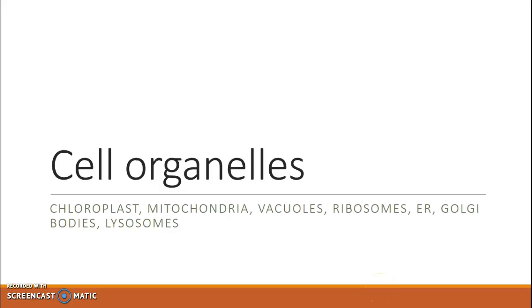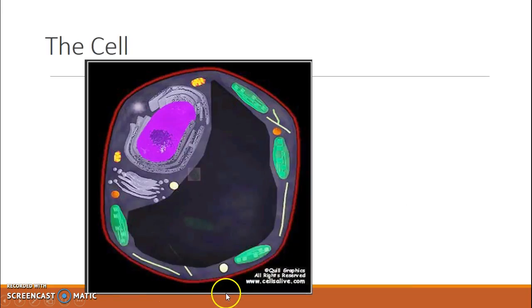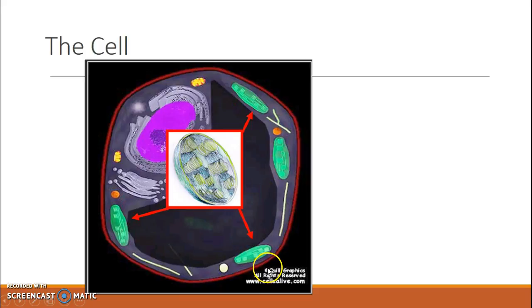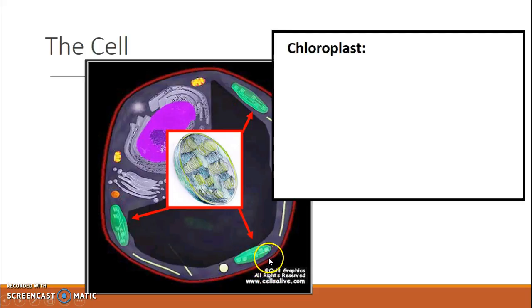Today we're going to talk about the chloroplast, the mitochondria, the vacuoles, the ribosomes, something called the endoplasmic reticulum, which is way too long to talk about, so we call it the ER for short, the Golgi bodies, and finally the lysosomes. So when we're looking at this cell, okay, we're going to first talk about the chloroplast.